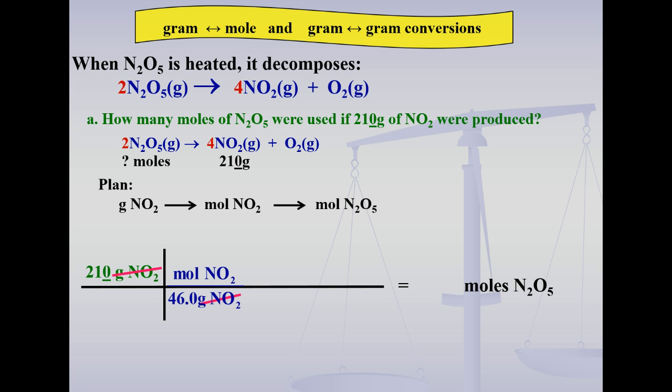Divide out the common unit and then multiply by the mole ratio, 2 moles of dinitrogen pentaoxide over 4 moles of nitrogen dioxide. Divide out that common unit, calculate to 3 significant figures, and you get 2.28 moles of dinitrogen pentaoxide. Okay, there's a part B to this problem.